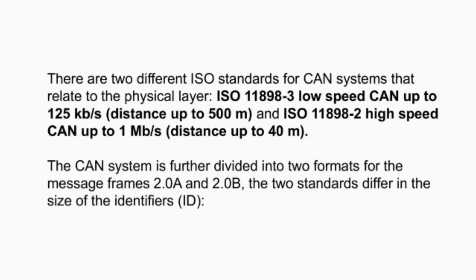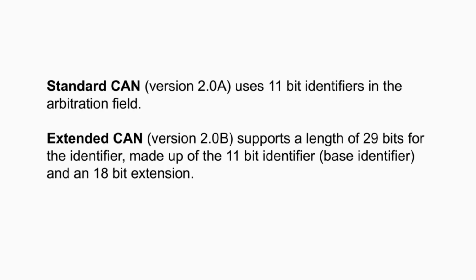The CAN system is further divided into two formats for the message frames: 2.0a and 2.0b. The two standards differ in the size of the identifiers, ID. Standard CAN, version 2.0a, uses 11-bit identifiers in the arbitration field. Extended CAN, version 2.0b, supports a length of 29 bits for the identifier, made up of the 11-bit base identifier and an 18-bit extension.